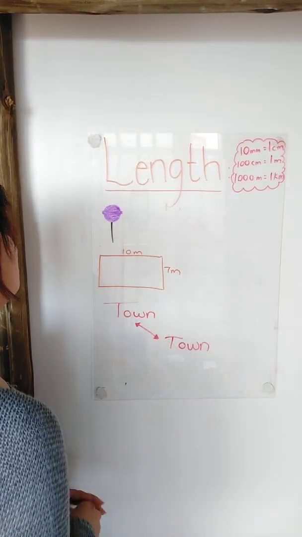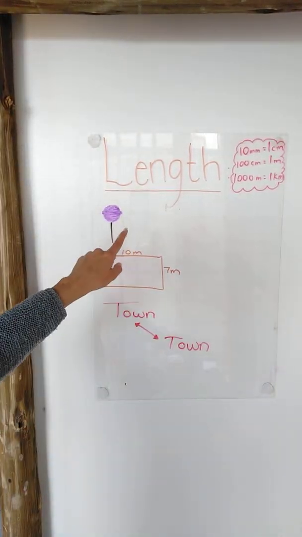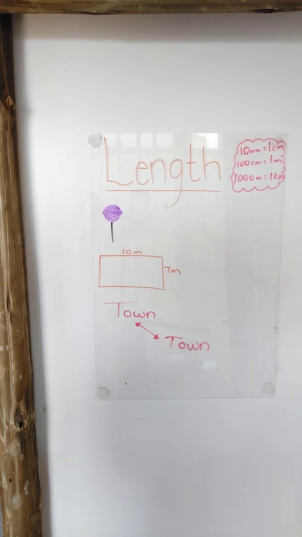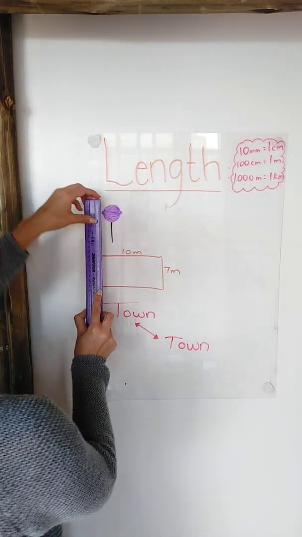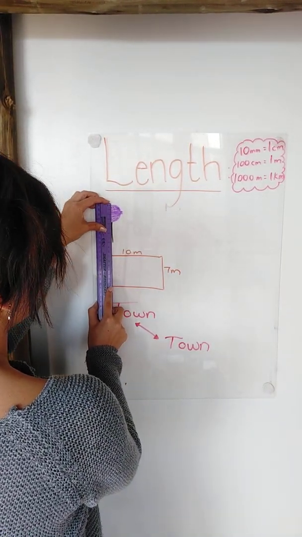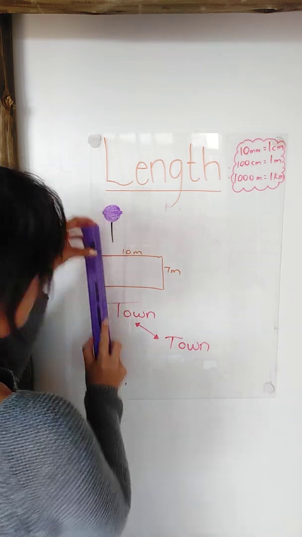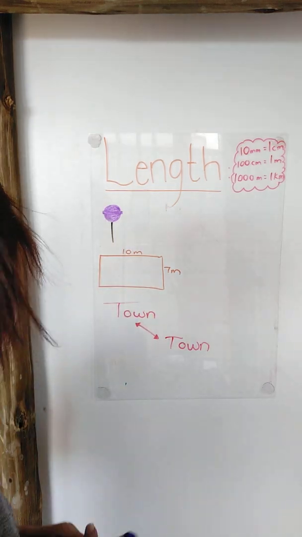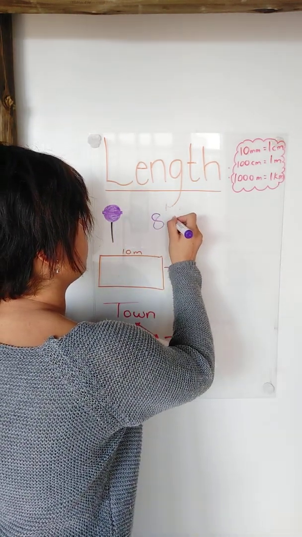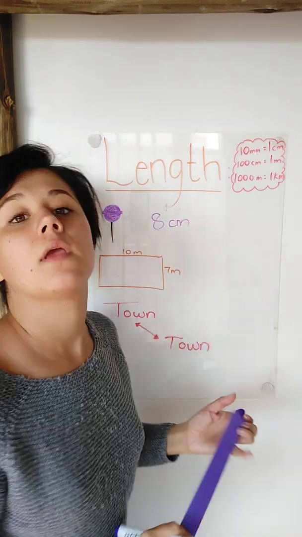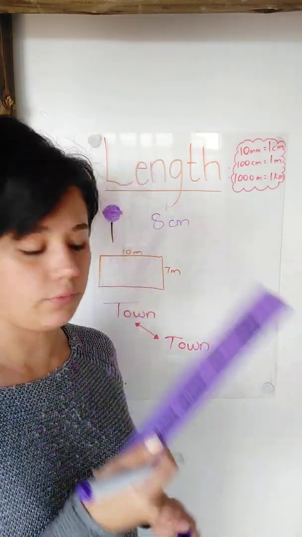Okay, so let's quickly look. We have a lollipop. We would use a ruler to measure a lollipop since it is small. This lollipop is 8 centimeters long. It is small enough to be measured by a ruler.